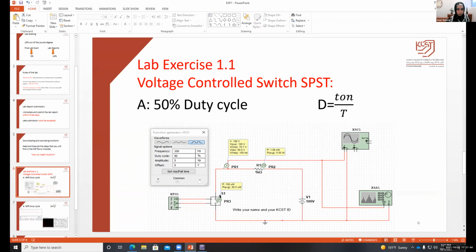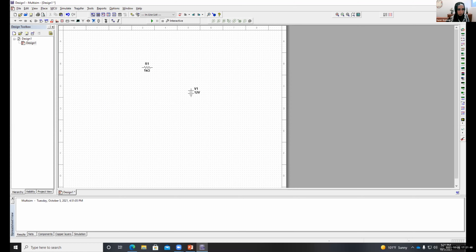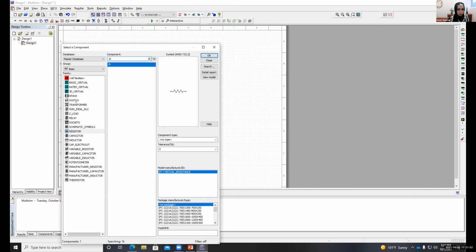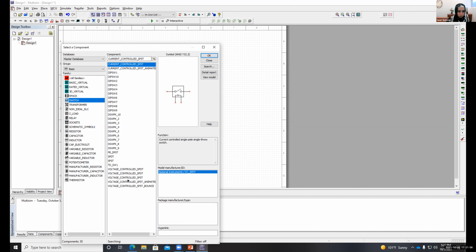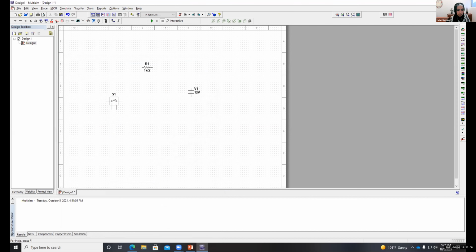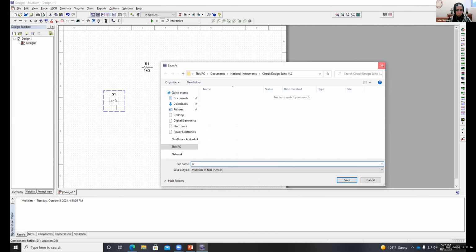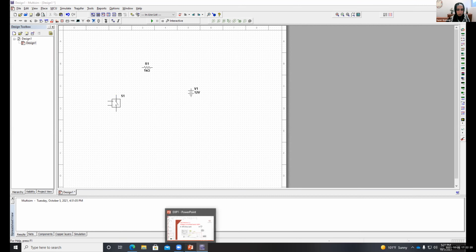Then we need a switch. From where do we get the switch? We will go to place basic, go to switch, and choose voltage control SPST. This one, the third one from the end. Voltage control SPST. Then click on it. Then I will flip the switch. Then I will connect the circuit. Then I will add a ground from place source. Go to ground and add it.